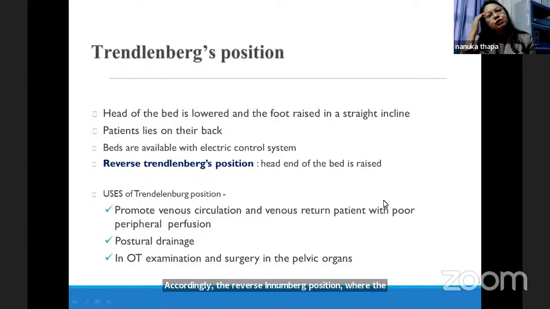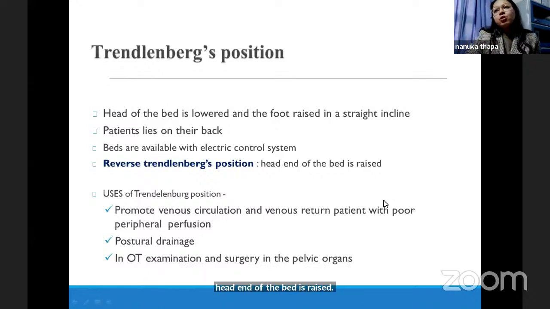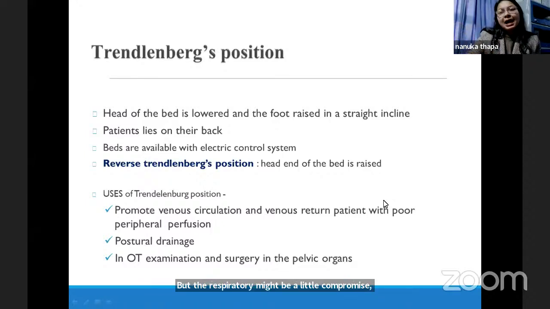So in this Trendelenburg position, the complications or the physiological response is that in the cardiovascular system, there's increase in the venous return and increased cardiac output, but the respiratory might be a little compromised because the diaphragm moves upward, and because of that, the functional residual capacity of the patient is decreased. Functional residual capacity means the volume of air which is present in the lungs after a normal or passive expiration. So this decreases because the diaphragm moves upwards towards the head side.